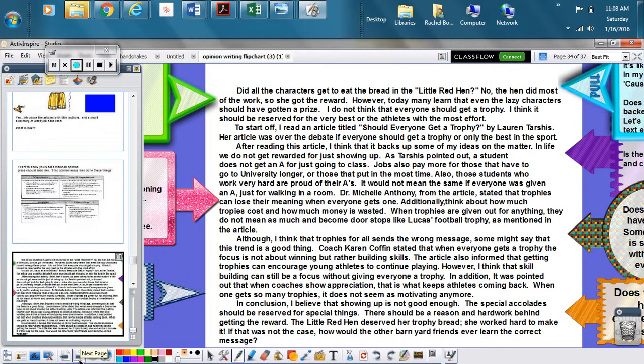So this is the final piece all coming together, where I'm using my organizer to build my essay. I've got 1, 2, 3, 4, 5 paragraphs, and we have read the first part here, but here's the thesis. I do not think that everyone should get a trophy. I think it should be reserved for the very best or the athletes with the most effort.